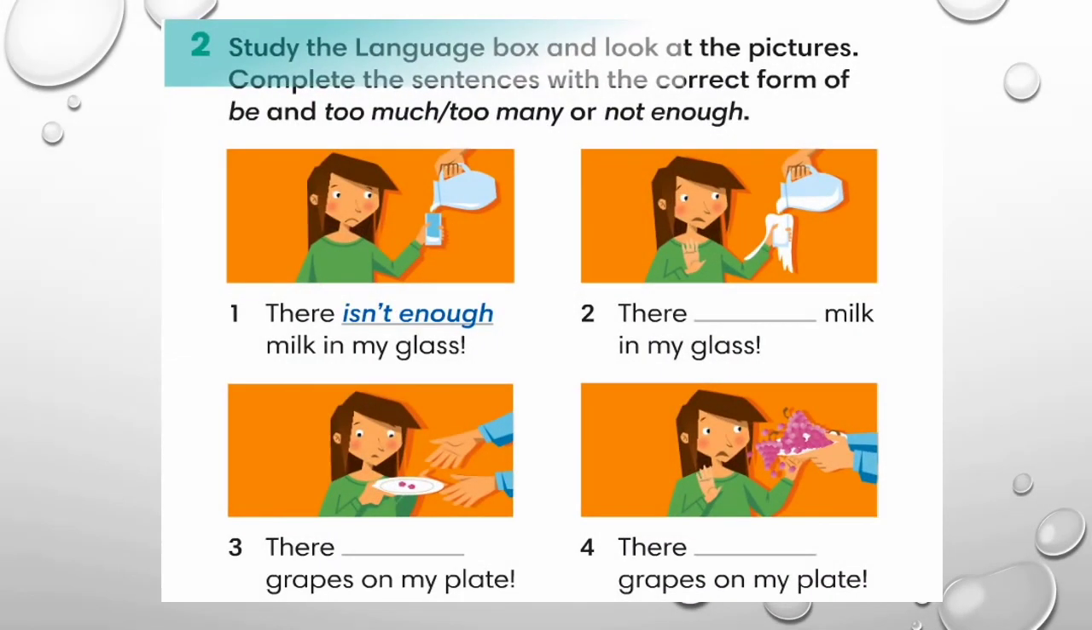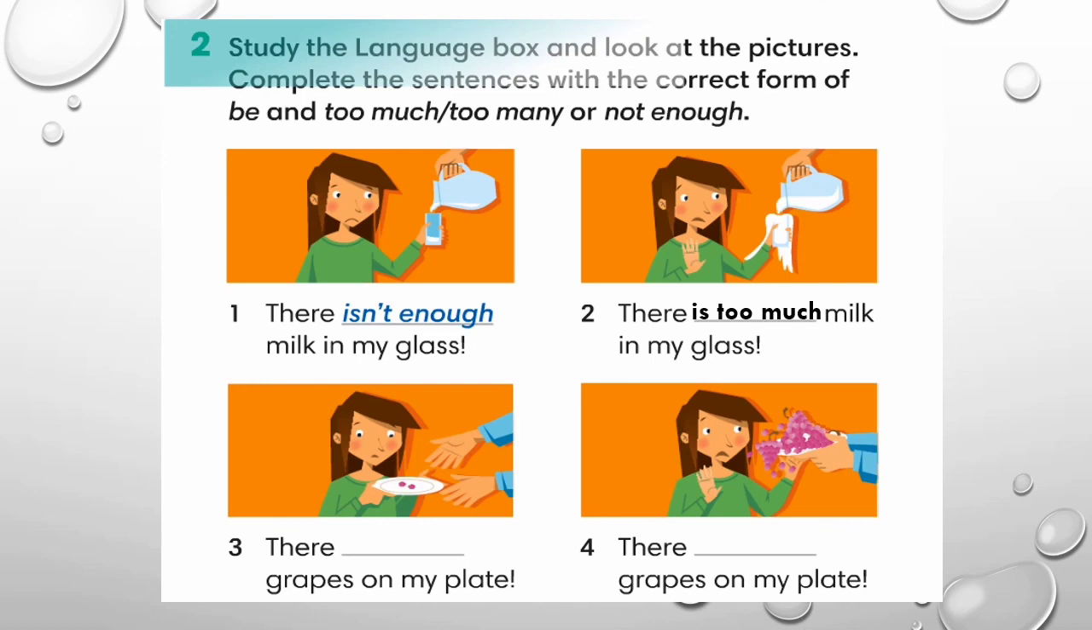Now study the language book and look at the pictures. Complete the sentences with the correct form of be and too much, too many, or not enough. Number 1: there isn't enough milk in my glass. Then number 2: there is too much milk in my glass.